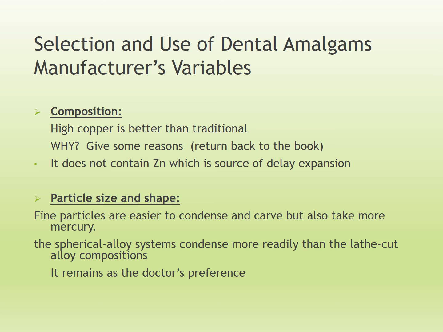Another feature of the high copper amalgam is that they do not contain any zinc, since zinc is understood to be the source of delayed expansion when an amalgam becomes contaminated with saliva. This is an additional advantage. But one disadvantage that has been noted with some of the high copper amalgam is that their surfaces are more prone to tarnish. For the particle size and shape, fine particles are easier to condense and carve, but also take more mercury. The spherical alloy system condenses more readily than the lathe-cut alloy composition.